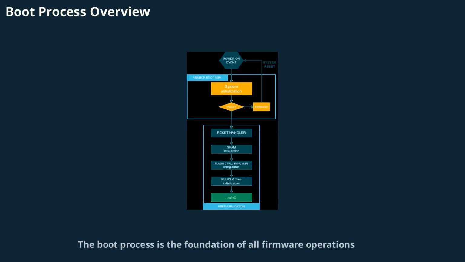The boot process is the foundation of all firmware operations. It begins with a power-on reset, followed by fetching the boot vector from flash, initializing the stack pointer, configuring system clocks, initializing peripherals, and finally jumping to the main application. Each step must be carefully executed to ensure reliable system startup. The order of initialization directly affects system performance and stability, making the boot process a critical focus in firmware design.